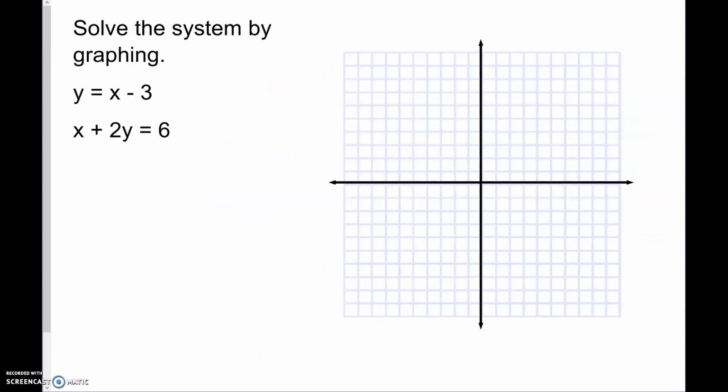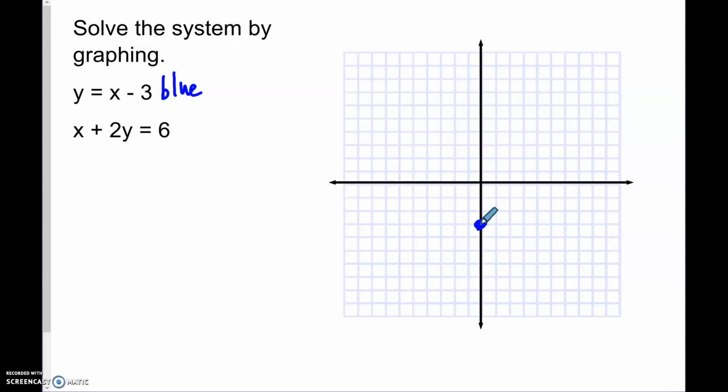In this first problem, we're just going to solve this system by graphing. This first equation I'm going to do in blue, and that first equation is already in slope-intercept form. So we can go ahead and graph this. What is the y-intercept? The y-intercept here is -3, so we go down 3 and put a dot.